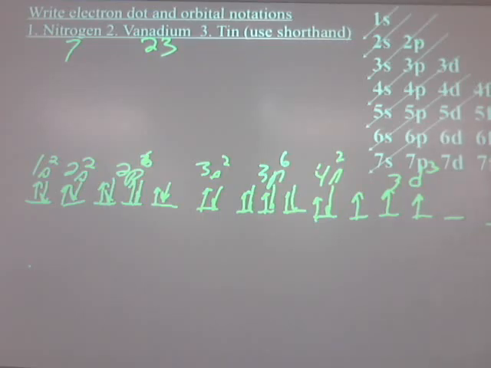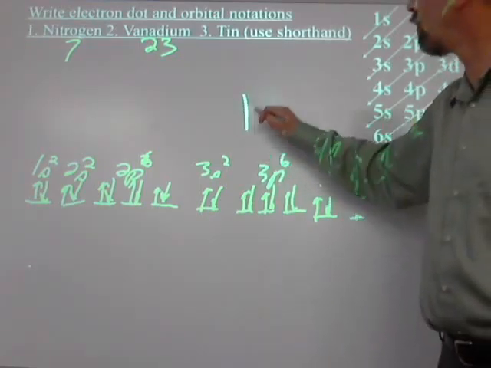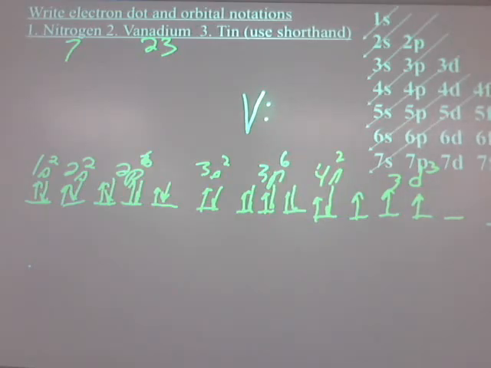Let's talk about these guys. If I were to do electron dot notation for an element like this, how many dots are going to be in it? What's the highest energy level for vanadium? 4, not 3d. I don't include those. So the electron dot notation for vanadium is just going to look like that.